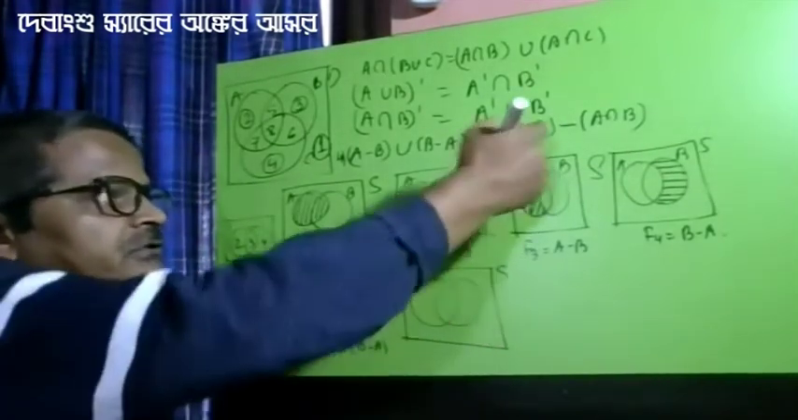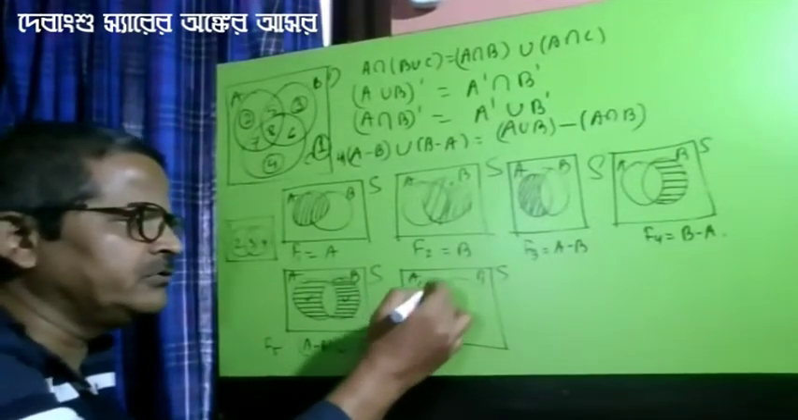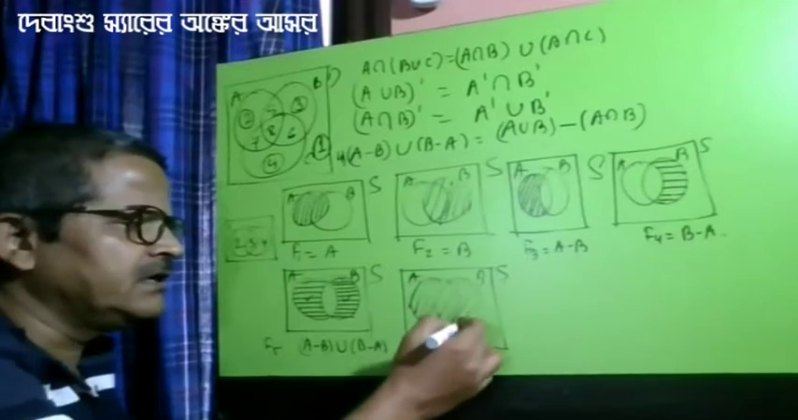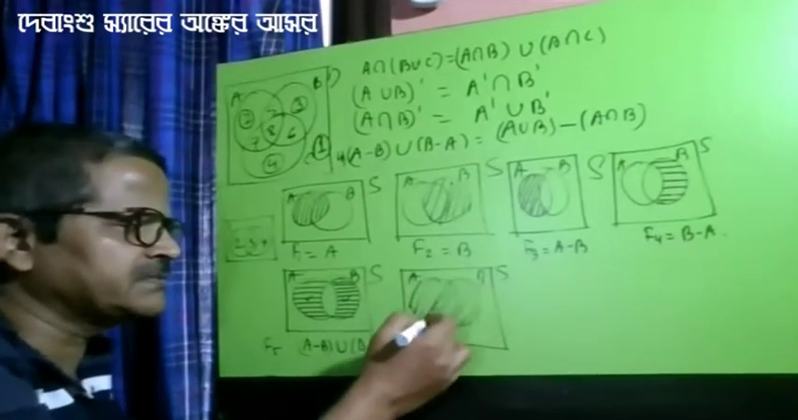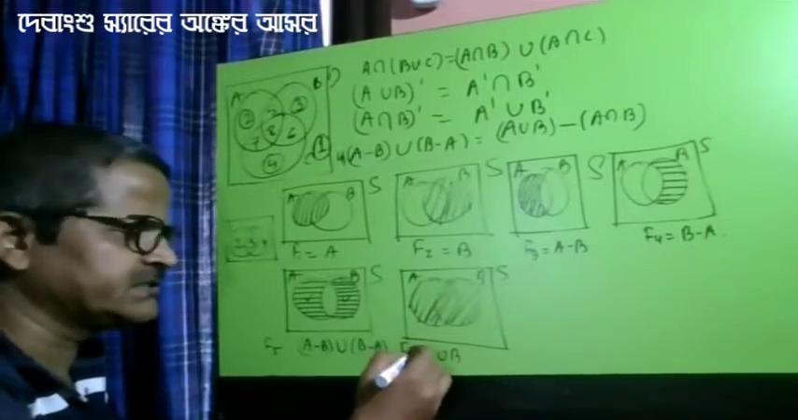Now first I have to construct A union B. A union B you already know. That's A union B, this portion. No further explanation needed. This is F6.